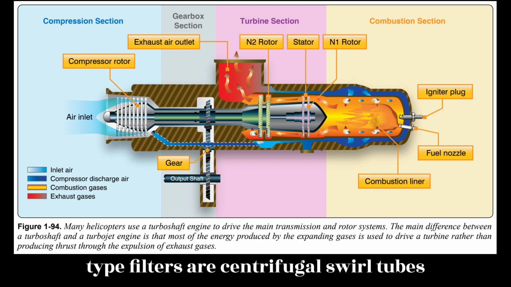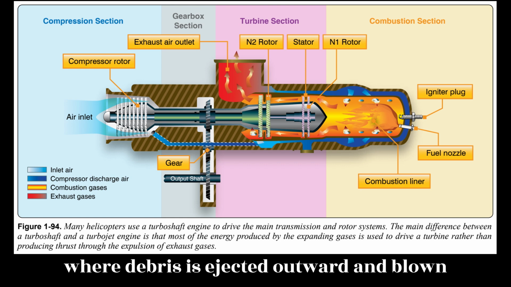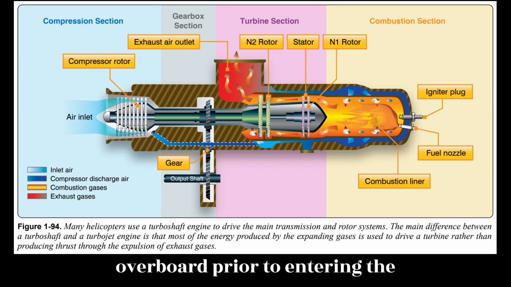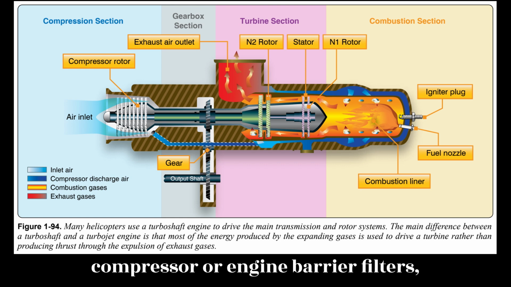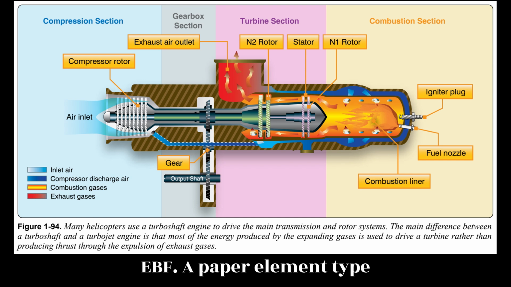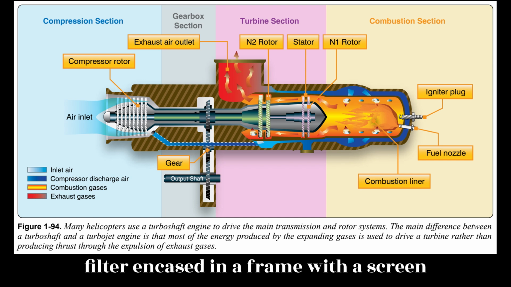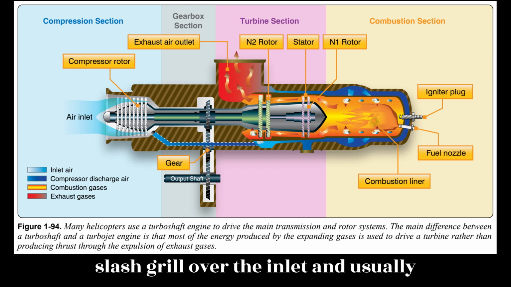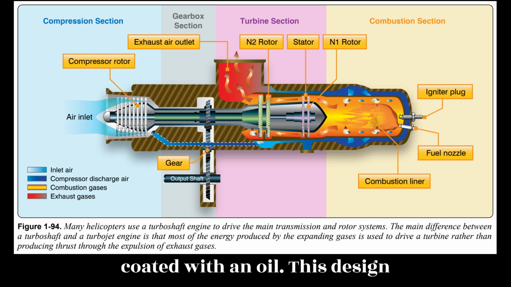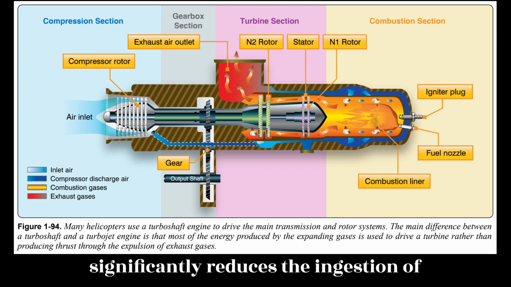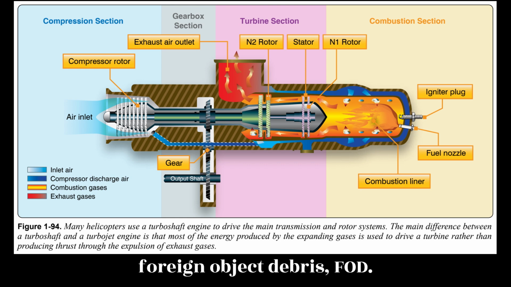Common type filters are centrifugal swirl tubes where debris is ejected outward and blown overboard prior to entering the compressor, or engine barrier filters, EBF. A paper element type filter, encased in a frame with a screen/grill over the inlet, and usually coated with an oil. This design significantly reduces the ingestion of foreign object debris, FOD.